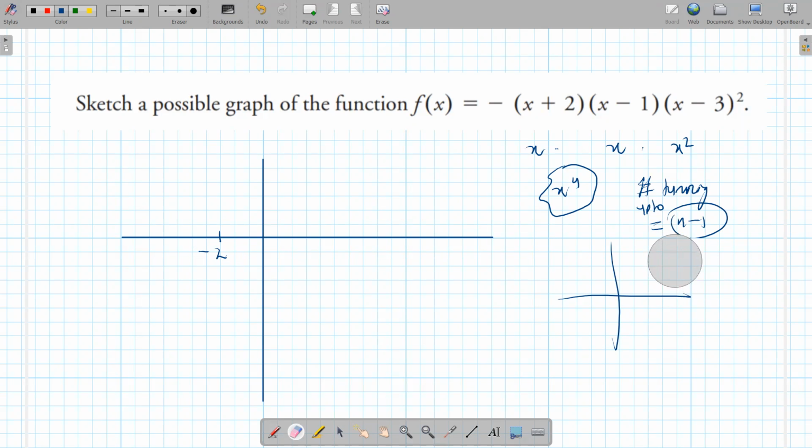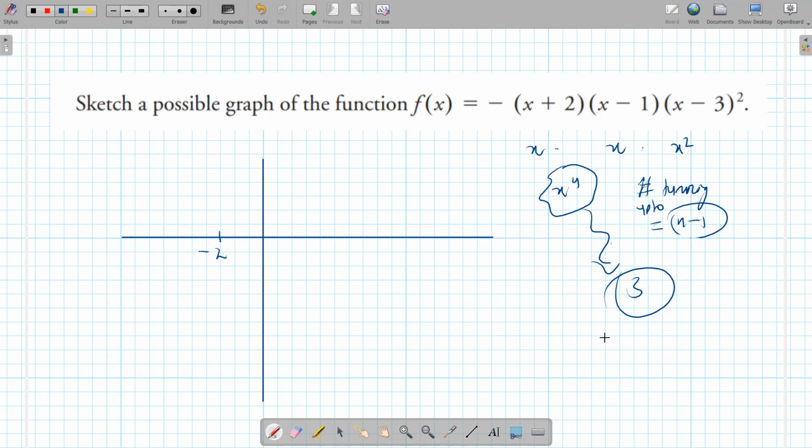Well, this one has to have 1, right? Because it's going to go like that, so to come back, it has to have at least 1. Again, that's the number of turning points. It's going to have up to 3. Okay, 3 turning points. Step 1 done.